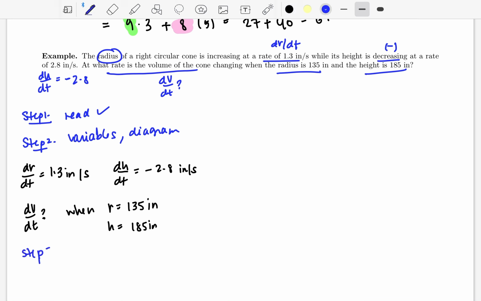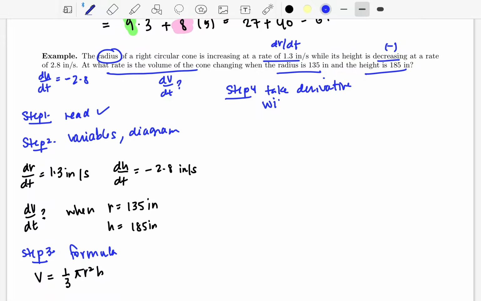Step 3, I need a formula relating the quantities. And my formula is, well, the volume of a cone, which we know is 1/3 pi r squared h. My next step is to take the derivative to relate the rate. So we want to take the derivative with respect to t.